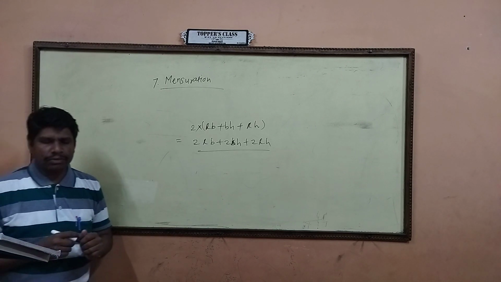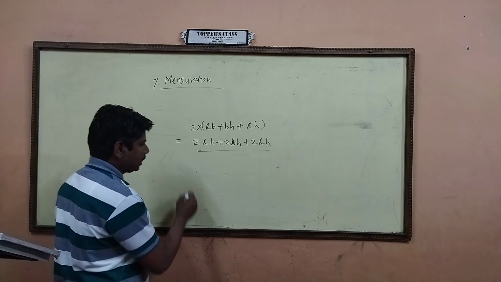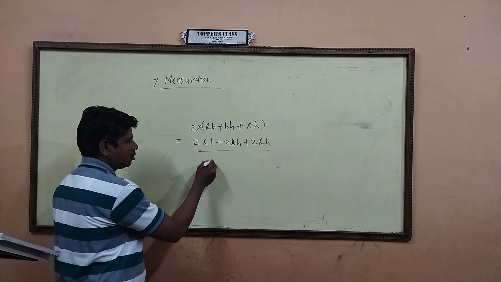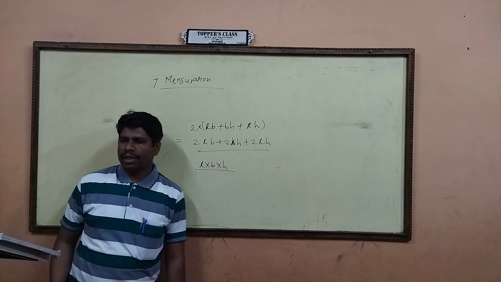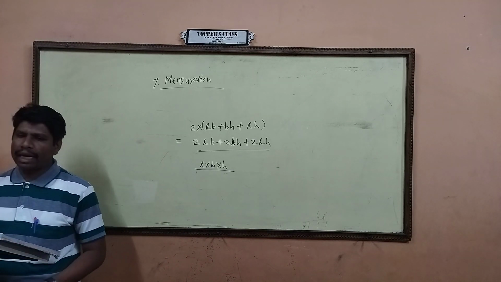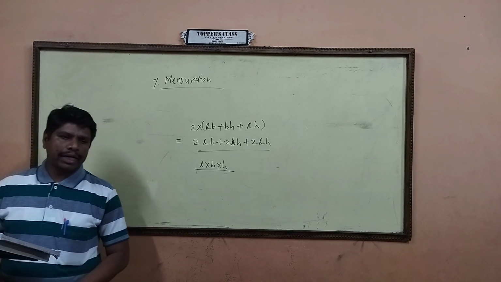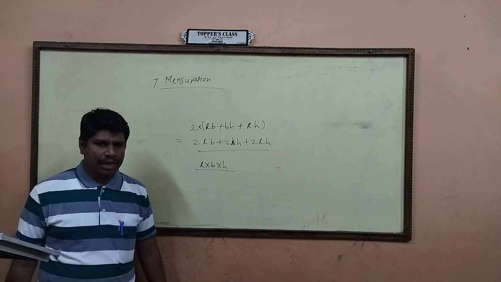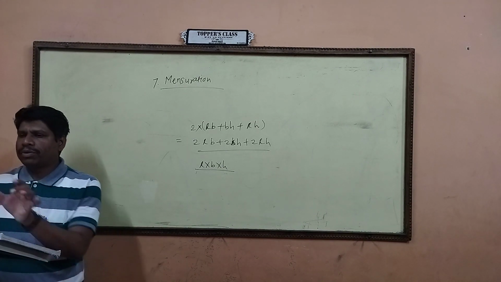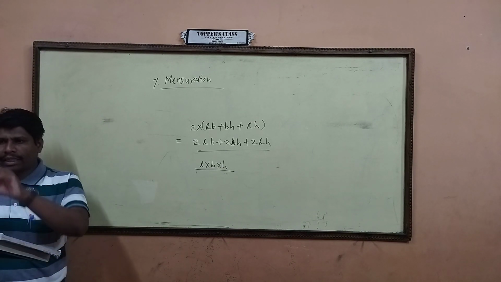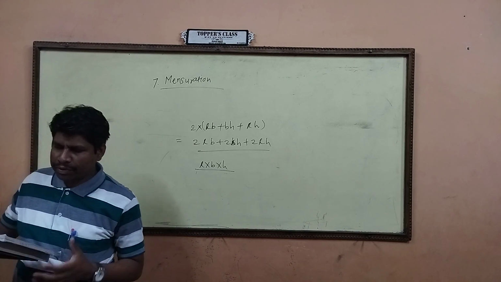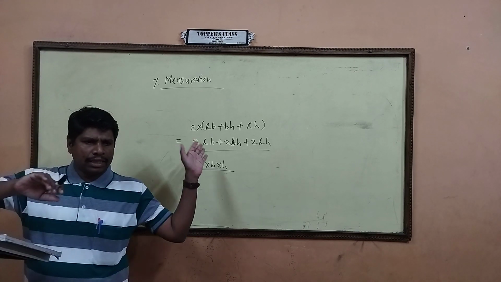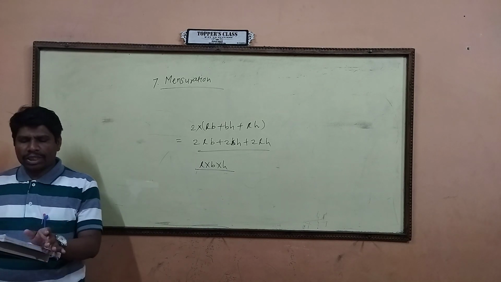Now we have to see volume. When we have to find the volume, we use the formula L into B into H, meaning the product of length, breadth, and height. Here we are taking the example of a cuboid. For a cuboid you can take your matchbox, or a box in which we pack things. Then we have to see the cube.